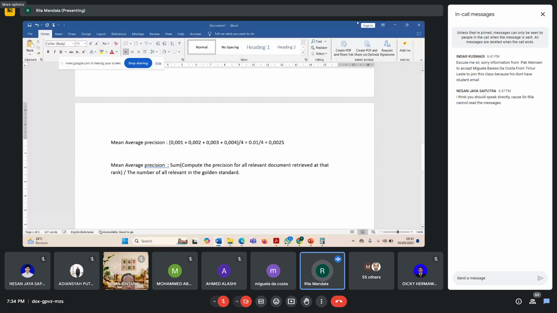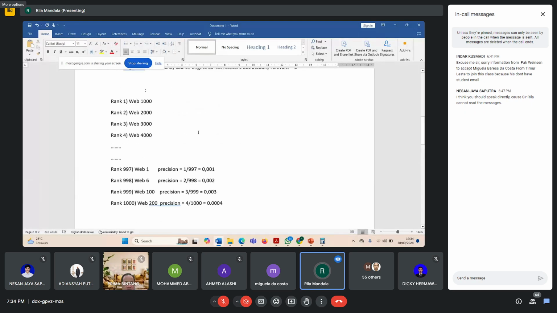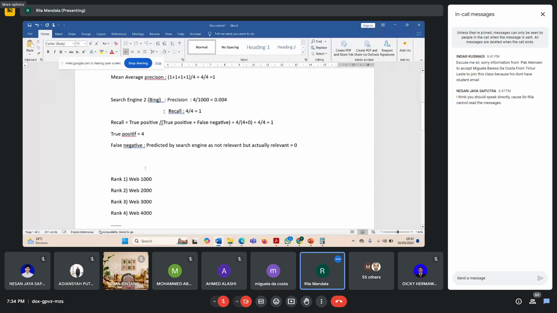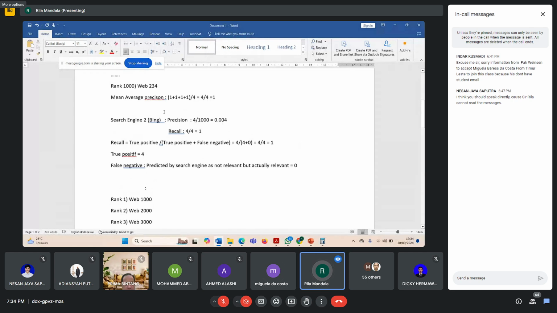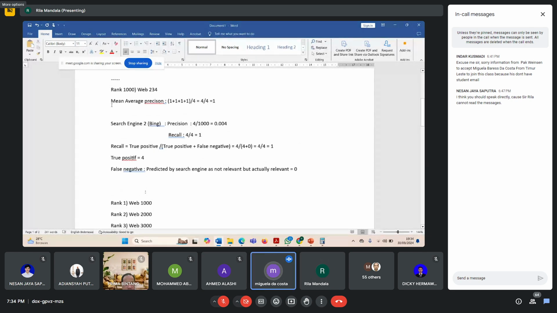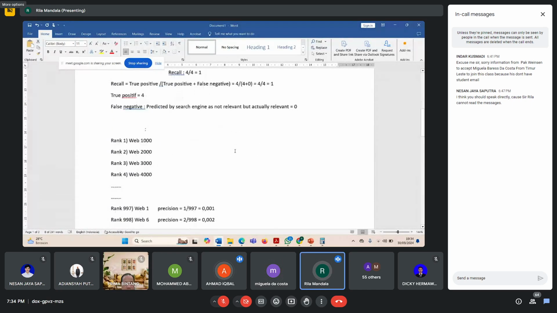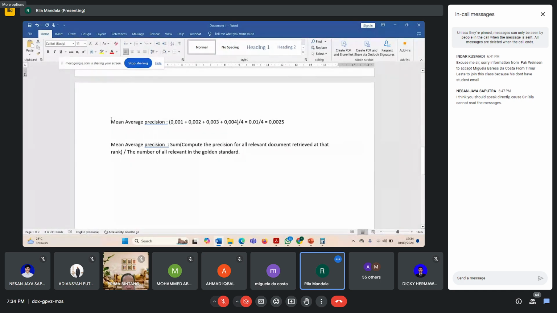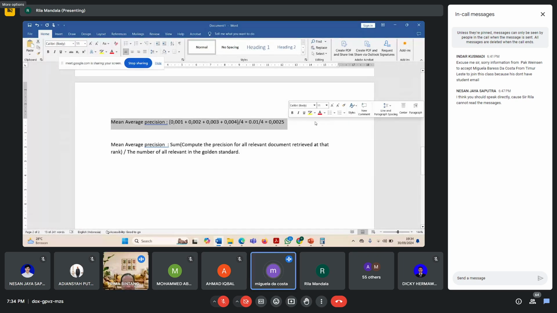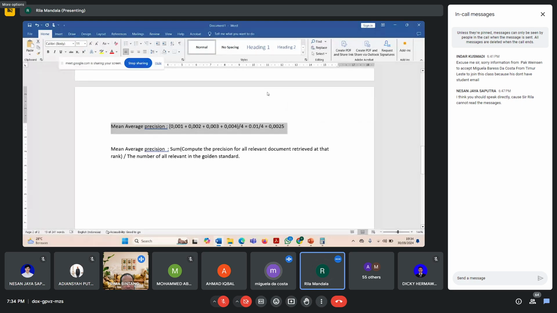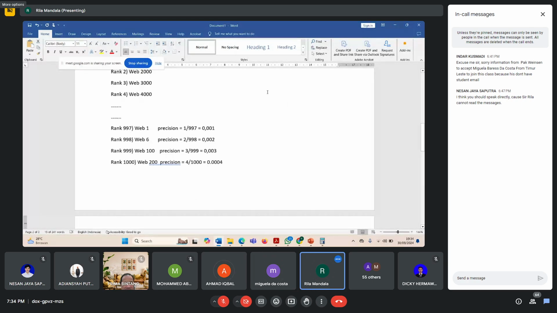0.0025. This is the mean average precision of Bing. How about the mean average precision of Google? 1. Wow. The mean average precision of Bing is 0.0025. The difference is very, very big, very far away. Which one is better? Google.